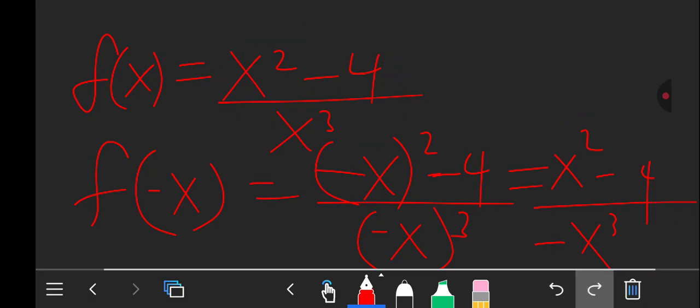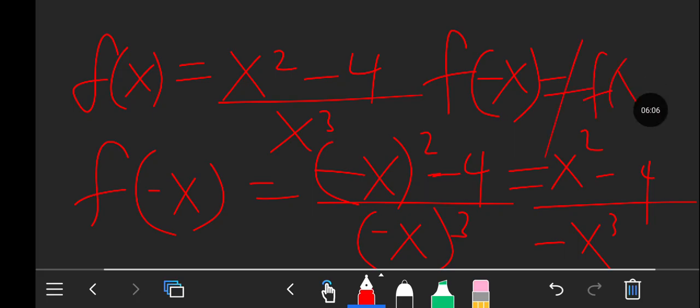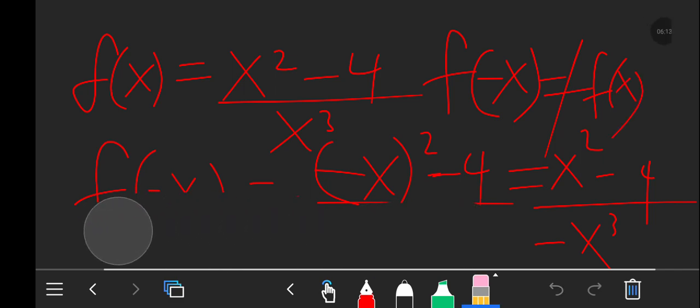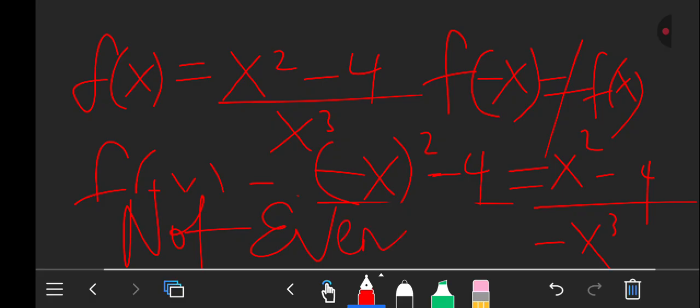So what can we conclude? We're able to conclude that f of negative x is not equal to f of x. These are not equal. So what can we say if they are not equal? We say this is not an even function. Now let's find out if this function is an odd function.